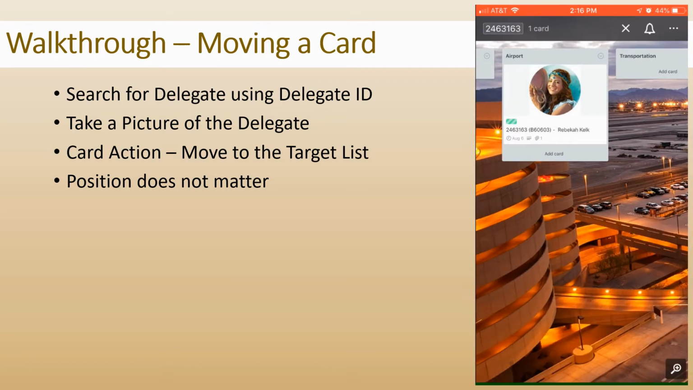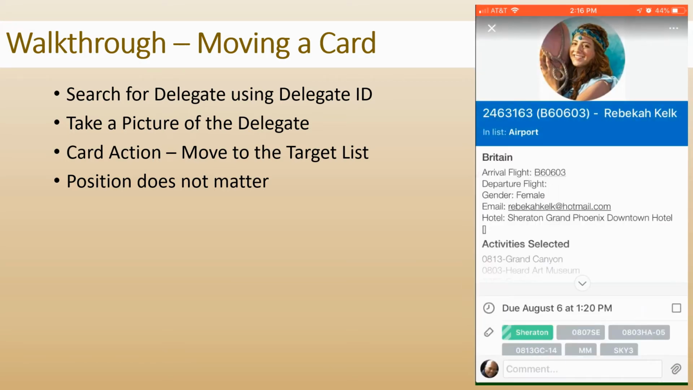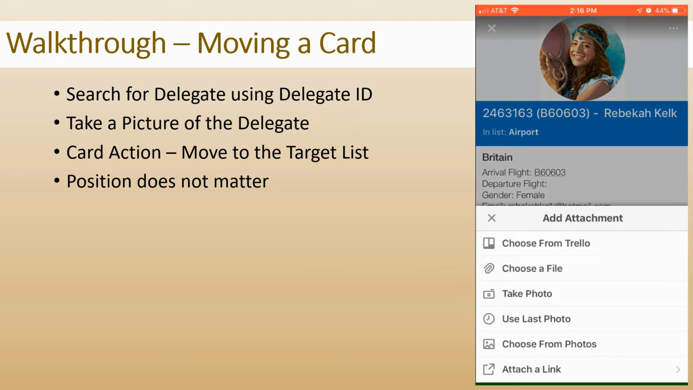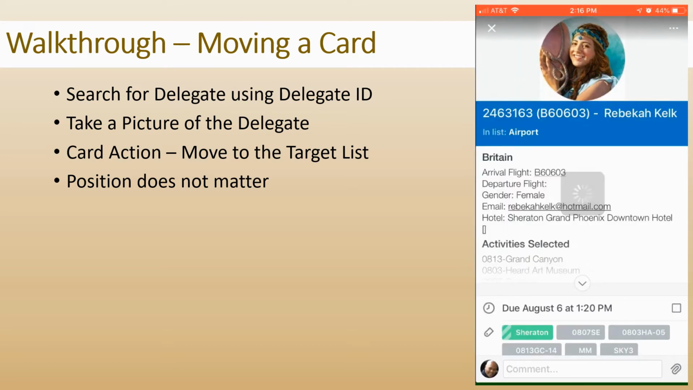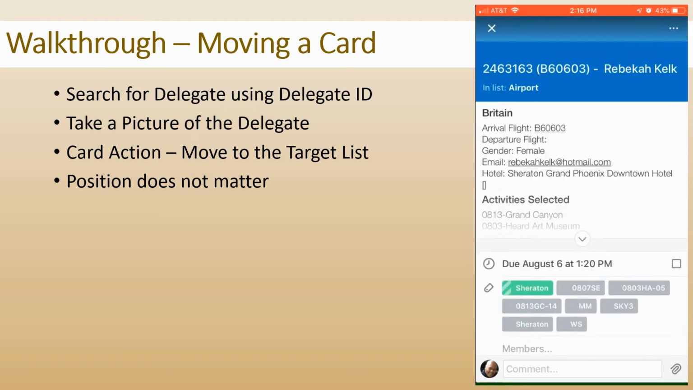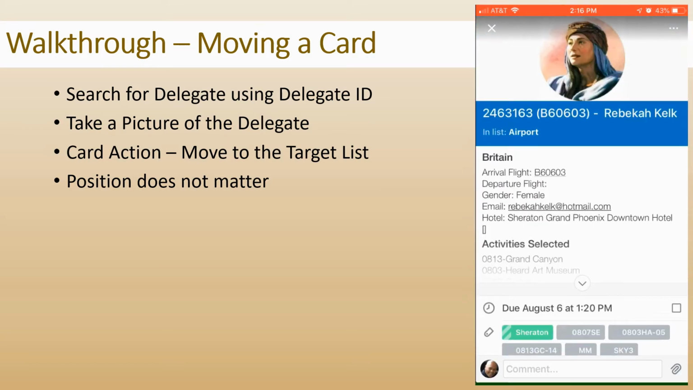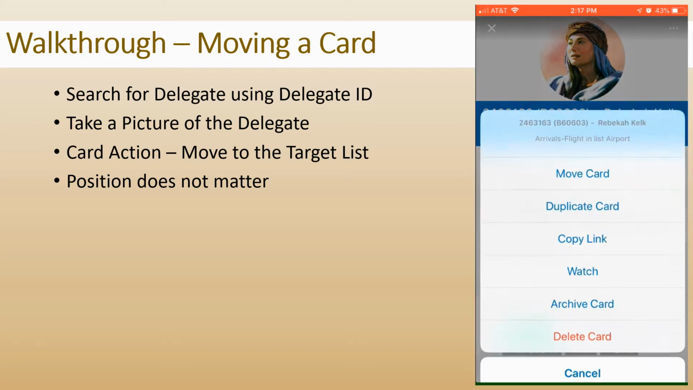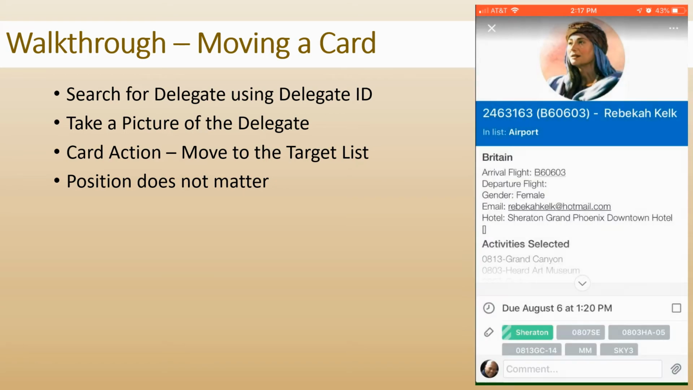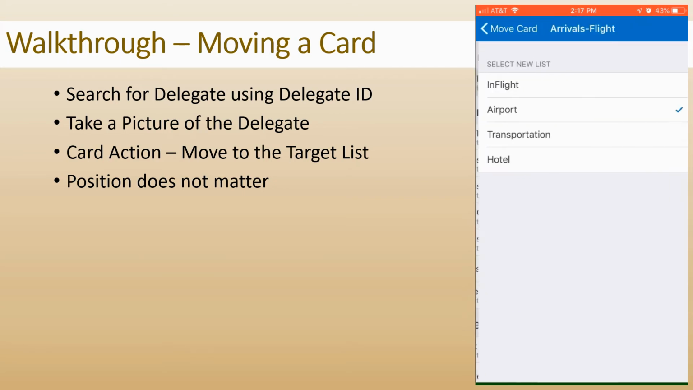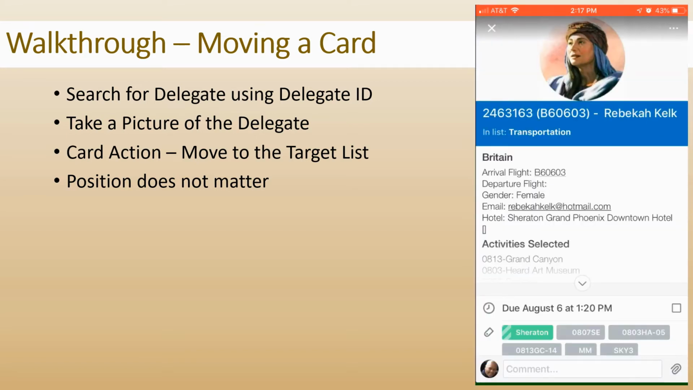Let's move that card again to review the steps. First, you search for the delegate ID number, then open the card, take a picture. For the purposes of training, if you are moving a card that already has a picture, you may take another picture to the card while you are moving it. Then select a card action. Select a board and save the position.